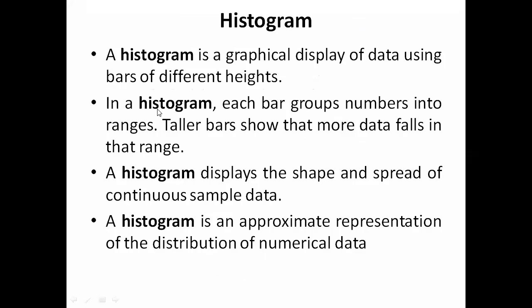In a histogram, each bar groups numbers into ranges. A taller bar shows that more data falls in that range. A histogram displays the shape and spread of continuous sample data. A histogram is an approximate representation of the distribution of numerical data.